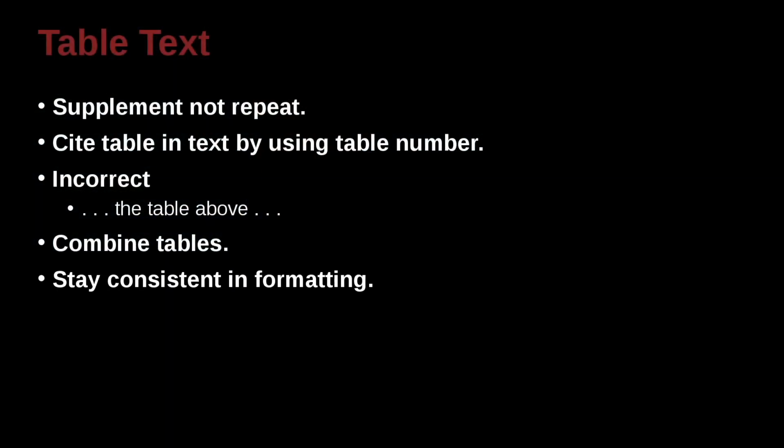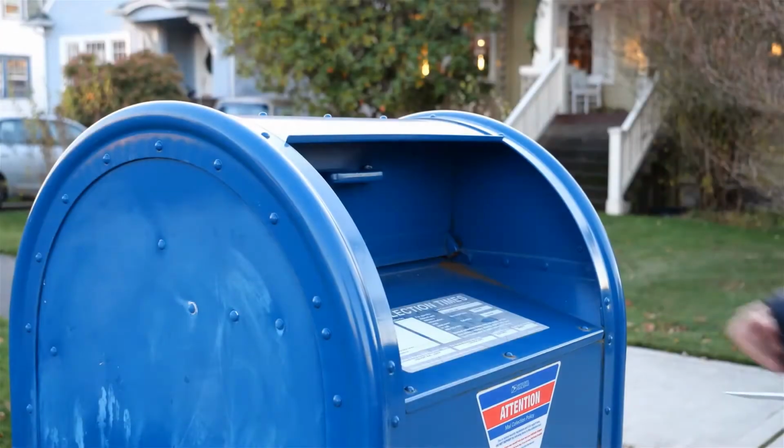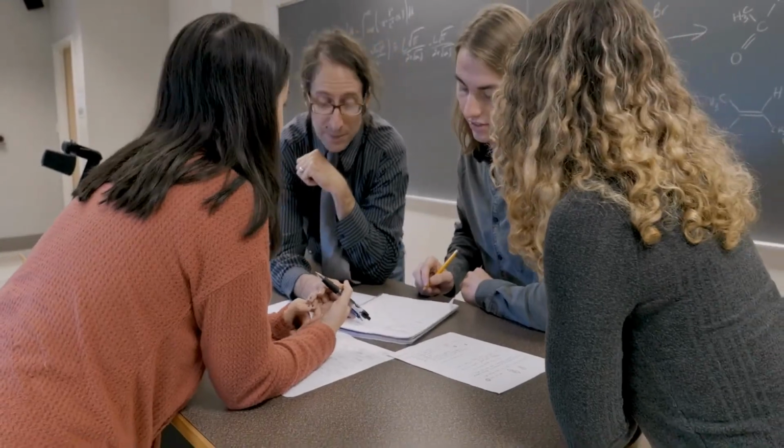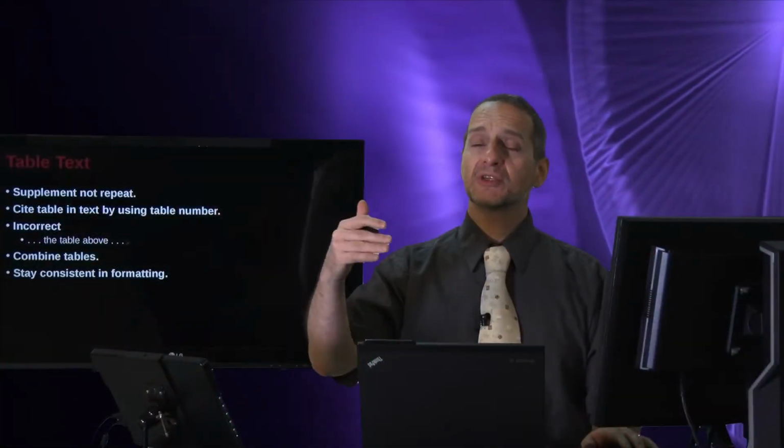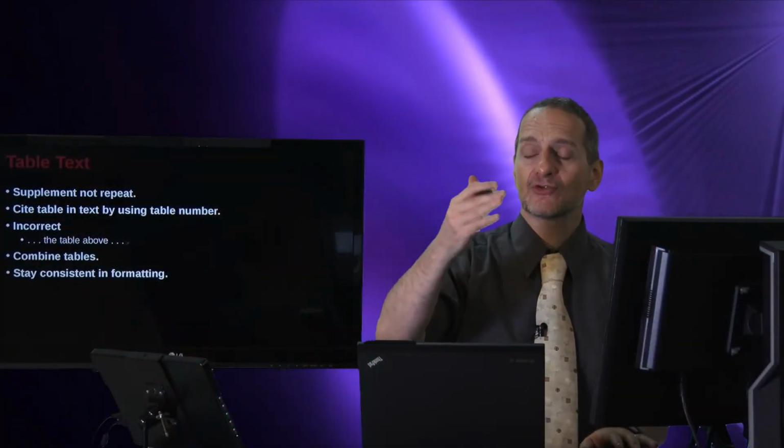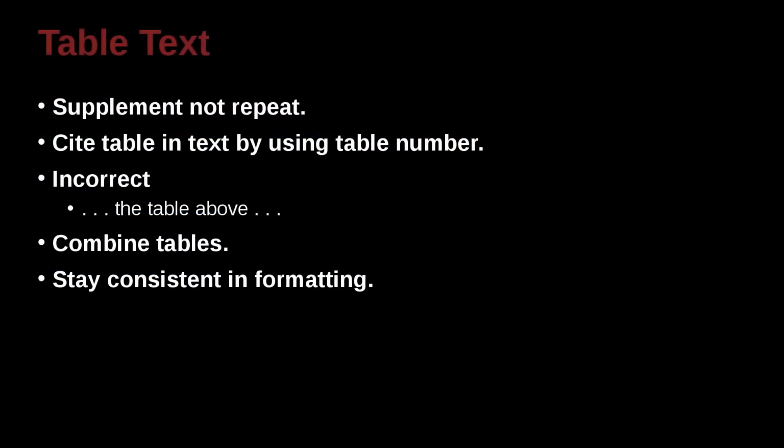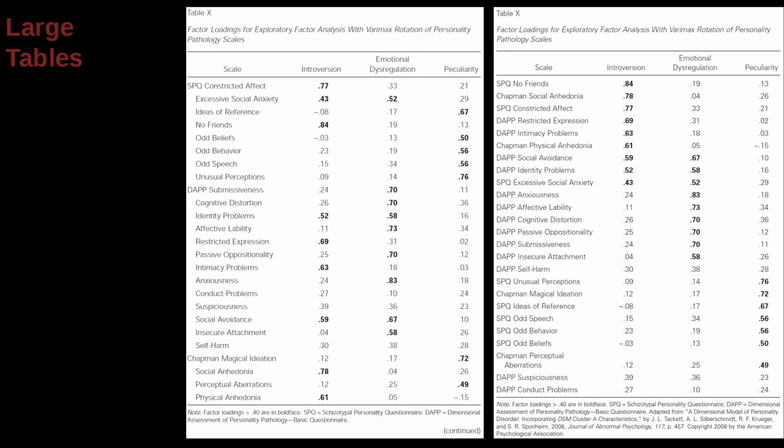Stay consistent in your formatting. That is, of course, your journal that you're writing to, your professor, your school may have special rules. You need to follow those and try to stay consistent all of the time. The best way to stay consistent in Microsoft Word, of course, is to use style sheets. Here's an example of a very large table. Now this happens sometimes. It's not a great thing. It makes your paper a little bit hard to read, but here you go.